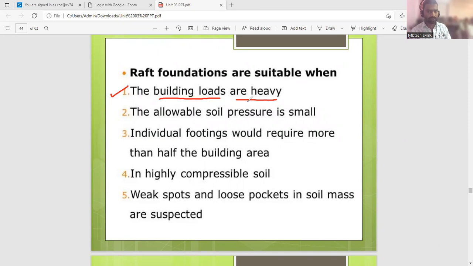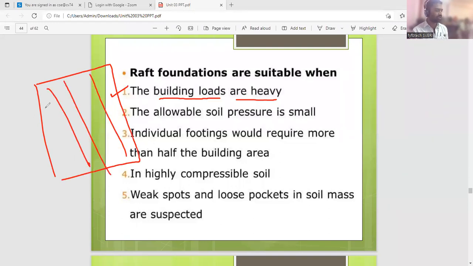Yes, is the load high or low? High. Okay. So in that case, what they are doing, they will excavate all your area. They will place the entire mesh. And after meshing, they will erect the columns.